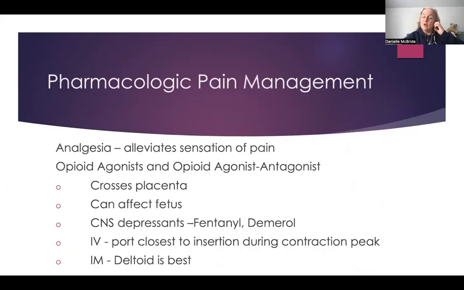Pharmacologic pain management. So in addition to all the non-pharmacological things we can be doing, we often end up considering pharmacological pain management as well. And so for this, we need to be mindful of the fact that medications we give do cross through the placenta to the baby. And so I don't want to give mom a narcotic if she's close to delivery, because it can actually depress the baby and cause respiratory depression for the baby. Okay. So this is something that we consider.